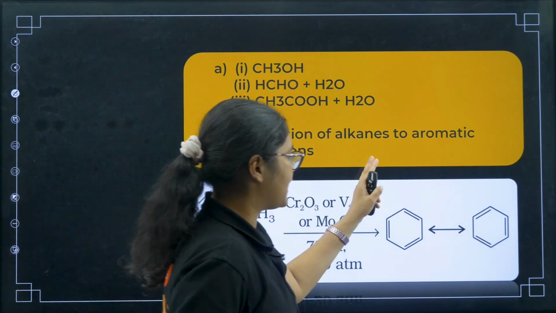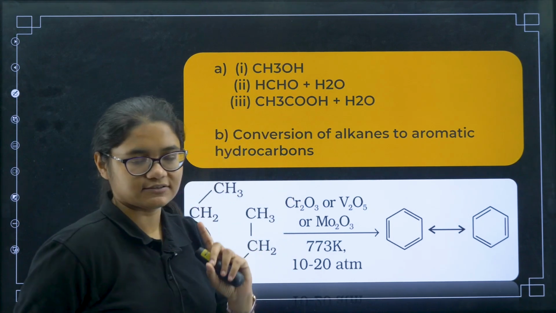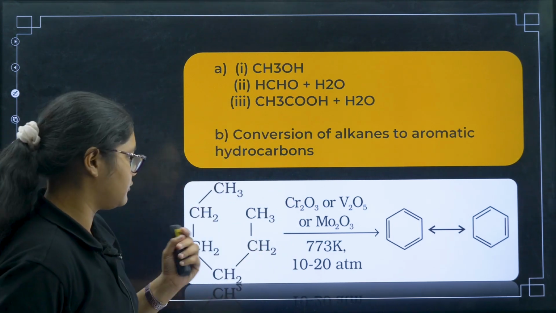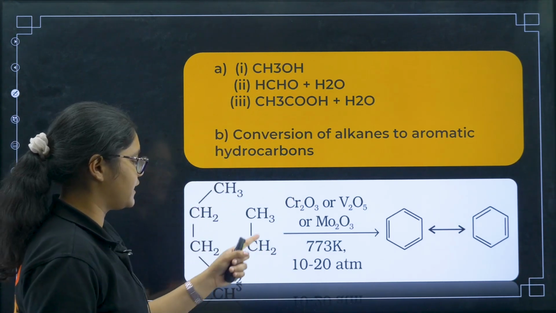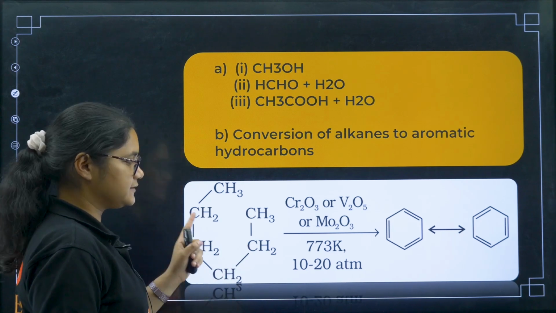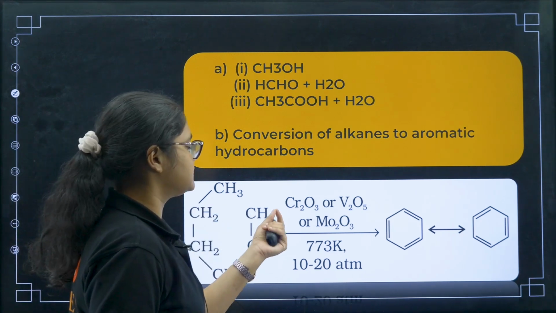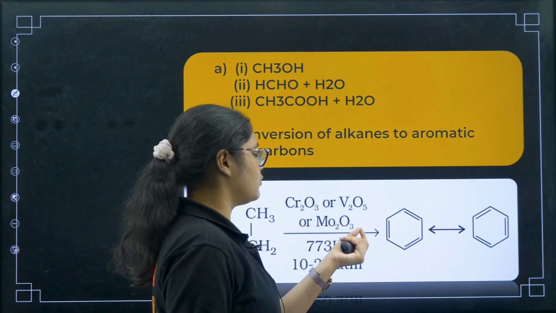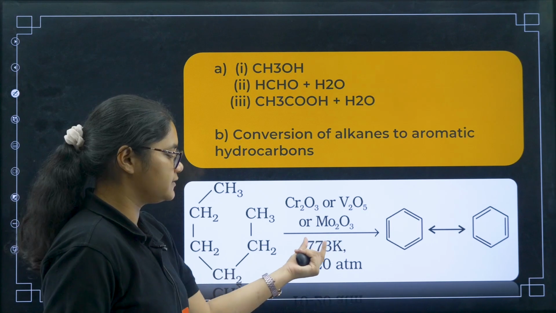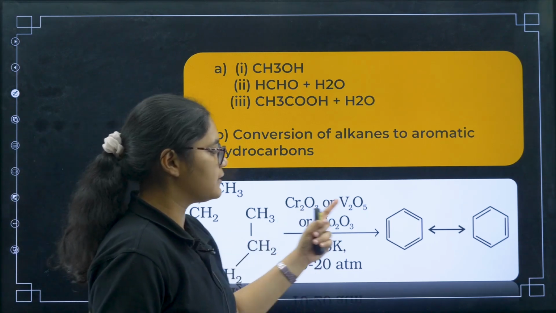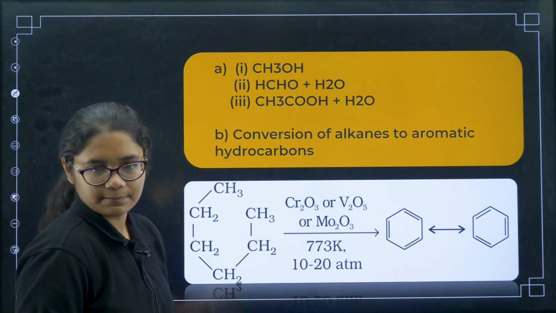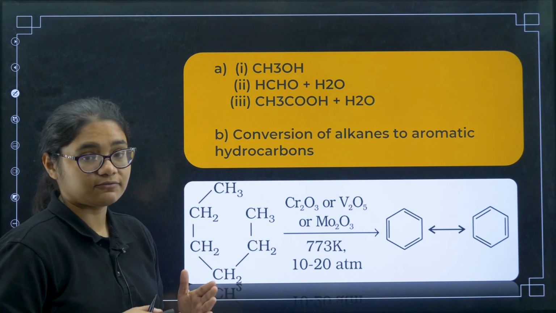Now conversion of alkanes to aromatic hydrocarbons is called reformation or reforming reaction, and you have this reaction where you can take hexane or n-hexane in presence of Cr2O3 or V2O5 or Mo2O3 at this temperature and pressure, and that will get converted to benzene. So please remember what is reforming reaction.